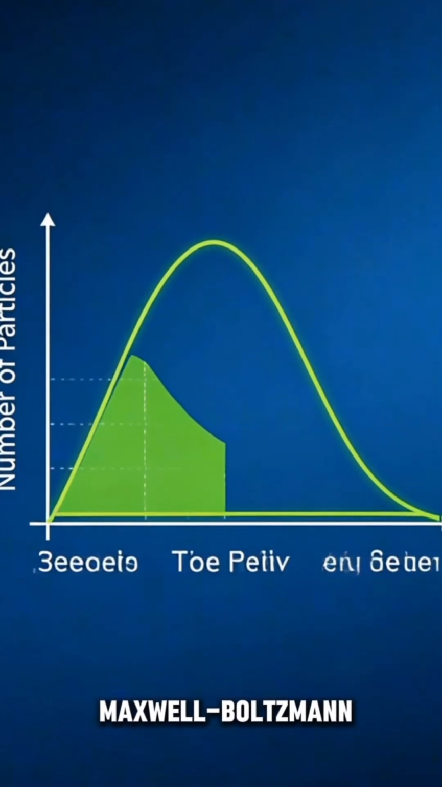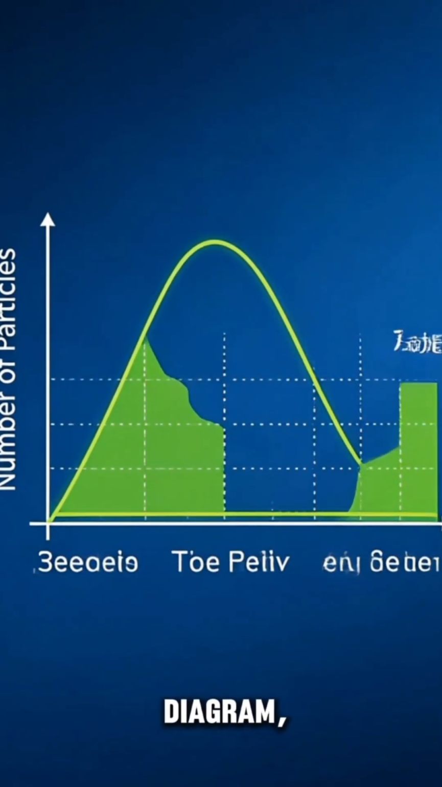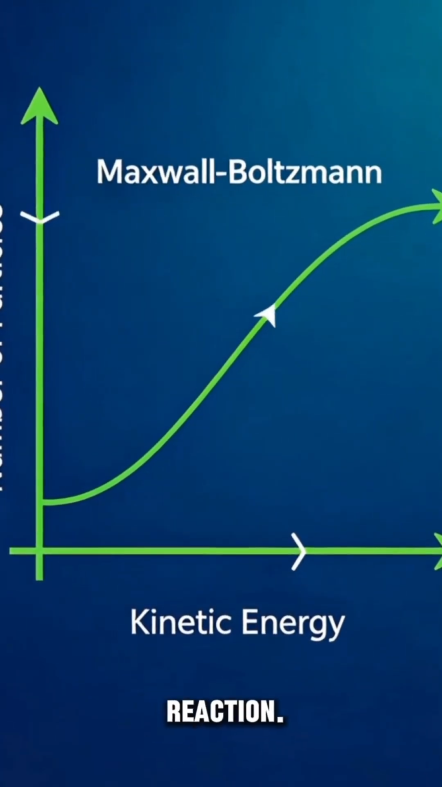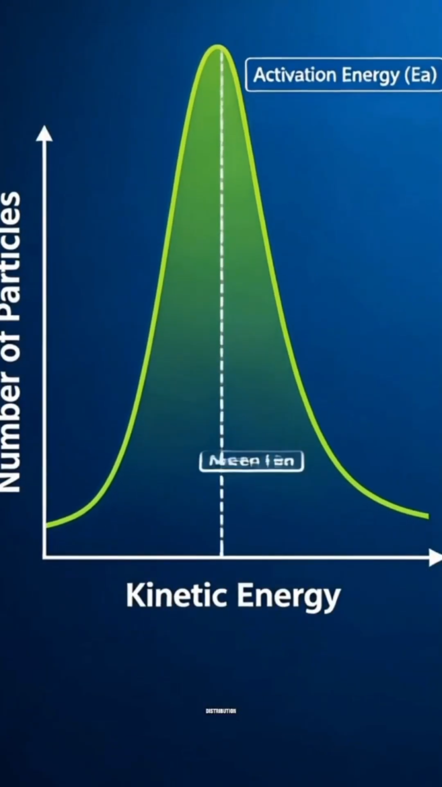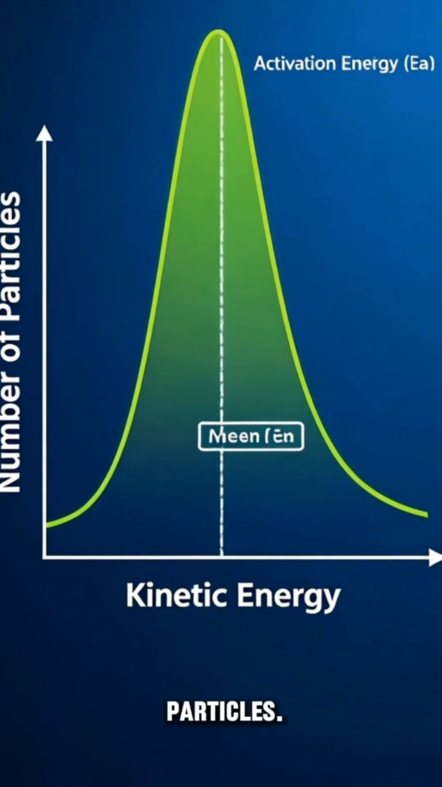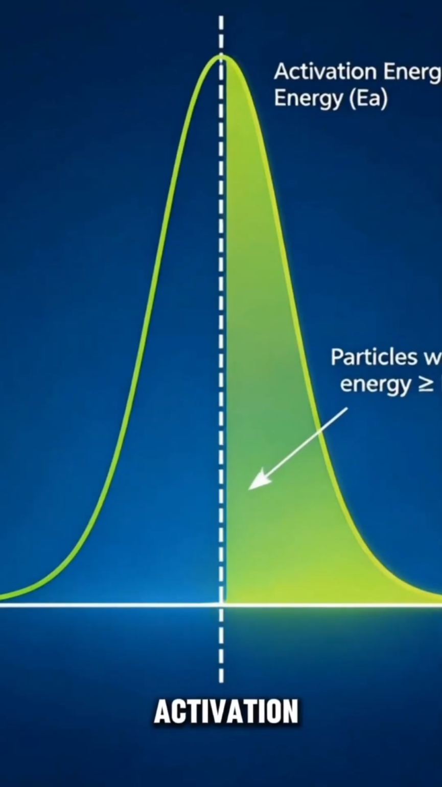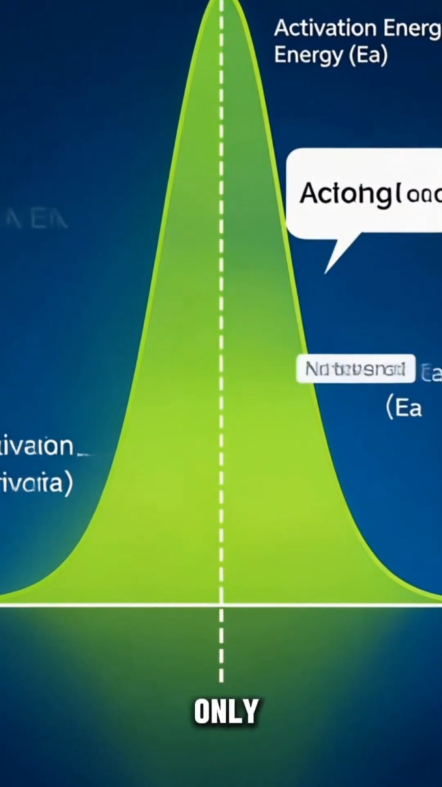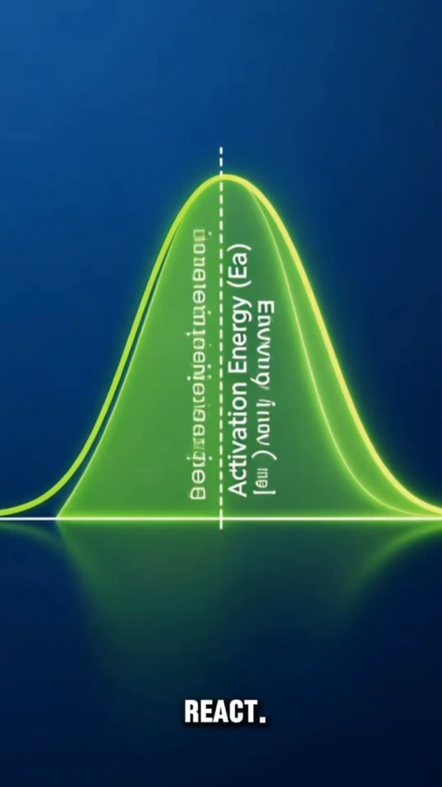A-level. Using a Maxwell-Boltzmann distribution diagram, explain why increasing temperature increases the rate of reaction. The Maxwell-Boltzmann distribution shows the energy of particles. The activation energy is the minimum energy needed for a reaction. Only particles in this shaded area can react.